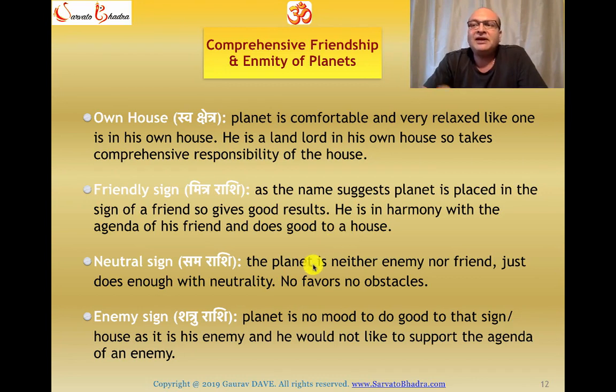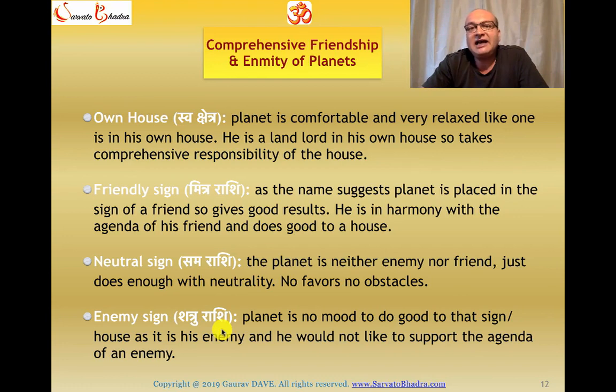Next comes the state when a planet is in the sign of a planet who is neither friend nor enemy. It has a neutral kind of relationship with that planet. The planet is neither enemy nor friend, so the planet does enough with neutrality. No favors, no obstacles. Just like that, if I am not friends with you and not enemies with you, I am just doing the basic thing, and that is all. That is the result a planet gives when it is placed in the sign of a planet who is sama, neutral with it.